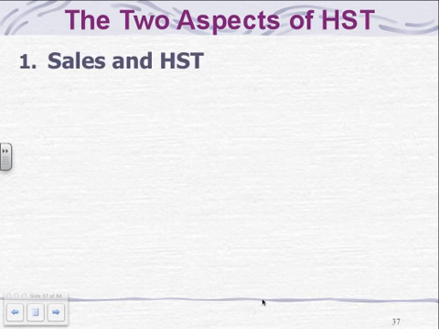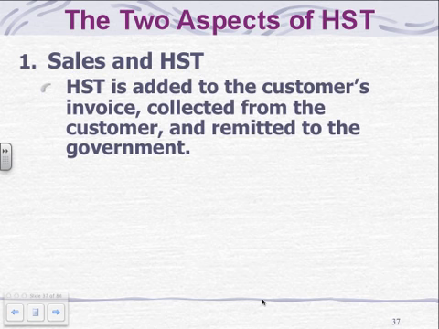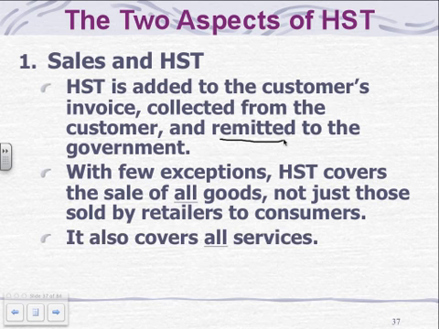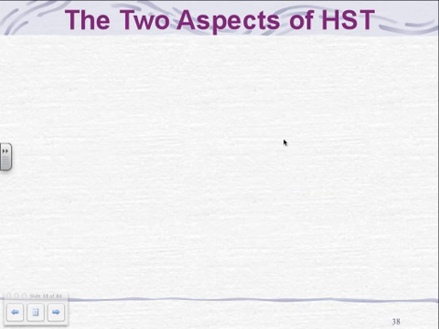Okay, so there are two aspects of HST. So we're going to go through sales and HST. HST is added to the customer's invoice and collected from the customer, and then it is remitted to the government. Remitted is just a word that we use to explain that the company is giving the money to the government. Also, with a few exceptions, HST covers the sale of all goods, not just those sold by retailers to consumers. It also covers all services. So if you get your haircut, you have to pay HST on that.